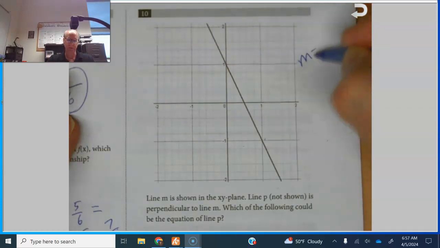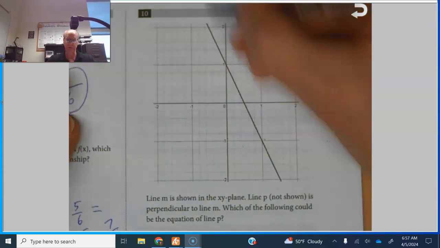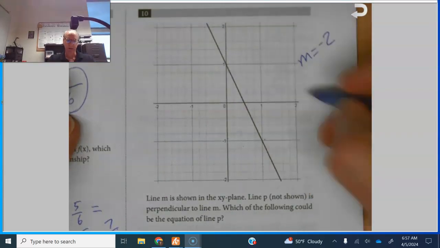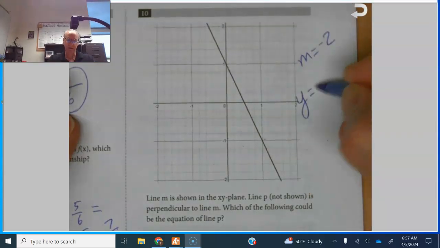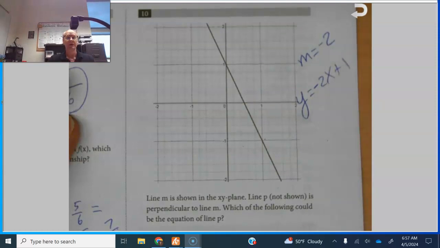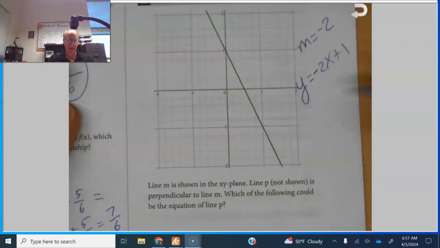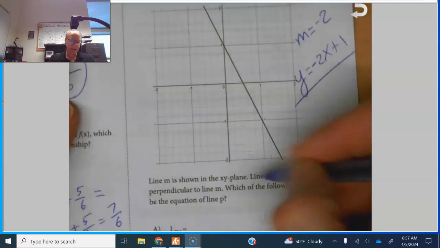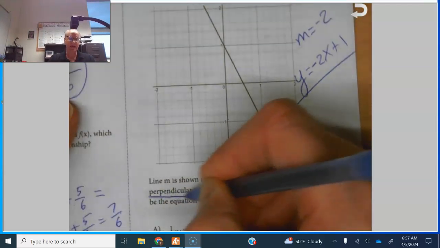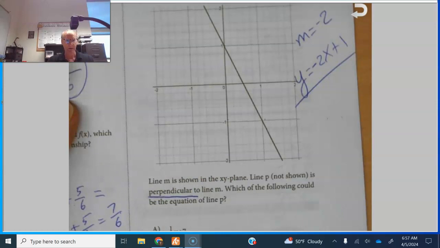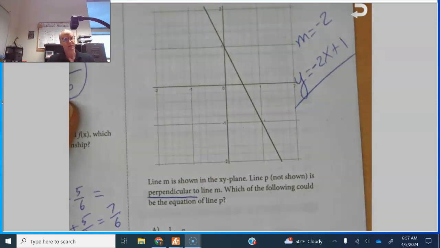This slope is -2 for this line right here, and it's going through 1. So the equation of this line is negative 2x plus 1, which they definitely could have put on the answers, and I probably would have gotten it wrong. But what they asked for was which of the following has to be perpendicular?